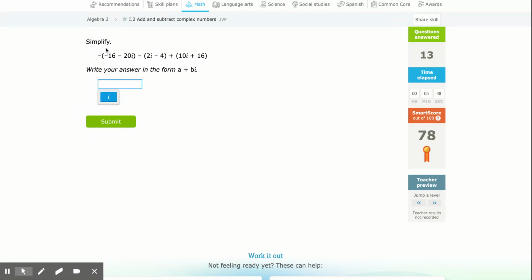We got a positive 16. A minus is positive 16. A minus is a positive 4, so that's up to 20. Plus 16 more is 36, is the real part. We have a minus, or a positive 20i. We have a minus 2, so 20 minus 2 is 18i. 18 plus 10 is 28i. And I almost forgot to put the plus in there. It was positive, so it's a plus.